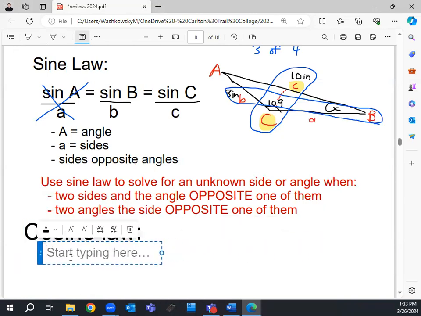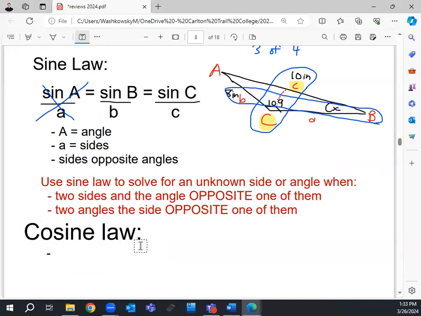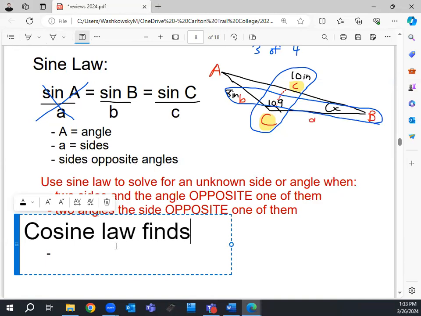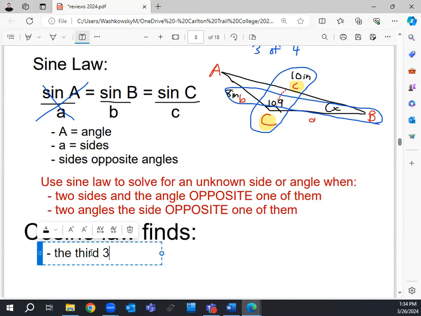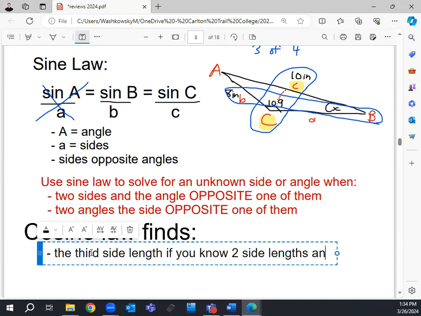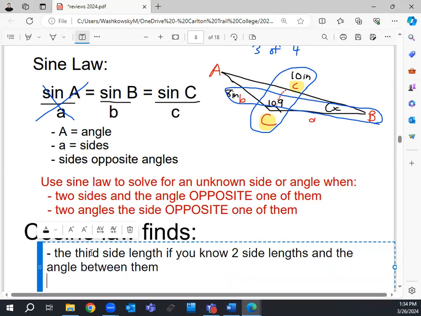So we can use this, and just like before, I'll show you the tip in a second. So the cosine law finds the third side length if you know 2 side lengths and the angle between them, or we can use it to find any angle if you know the lengths of 3 sides.